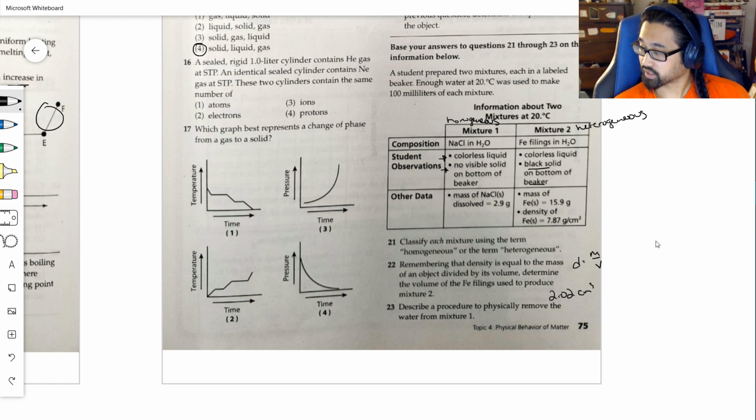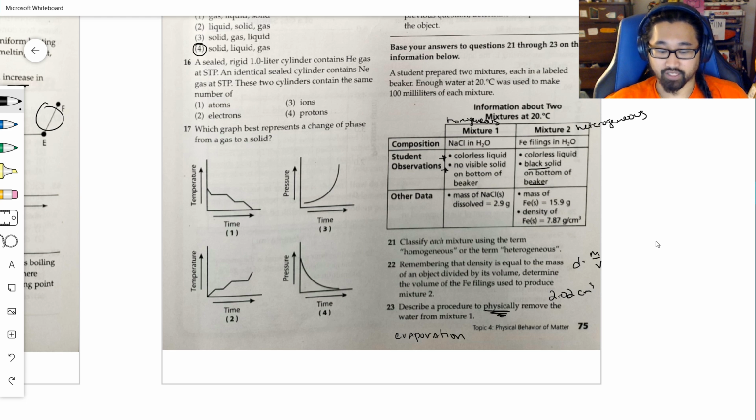Finally, what can I do to physically remove the water? Evaporation. I can evaporate the water away. That's a physical change because I'm not changing what the water is, I'm just changing what phase it's in. That's a physical change.